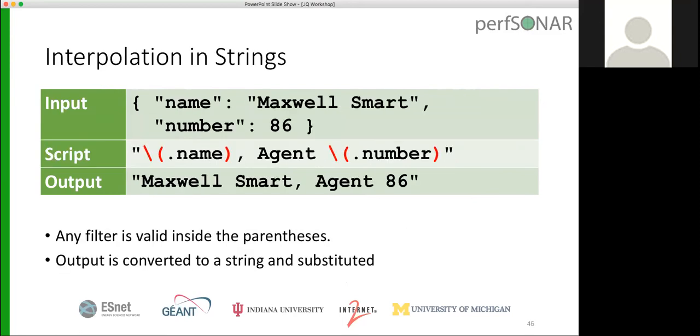One other thing that's useful to do is you can do interpolation inside of strings, and that's useful for taking things out of your input and making them into strings. In this case, you can see we have the backslash and a set of parens. What goes inside the set of parens is, again, any valid JQ filter. So in this case, I've extracted a couple of things from the input to produce the final string, which is Maxwell Smart Agent 86. I could have done something like divided the number by 2 or converted the name to uppercase or anything else like that. So again, any valid bit of JQ you can stuff inside those parens, and the result will be converted to a string and substituted in its place.